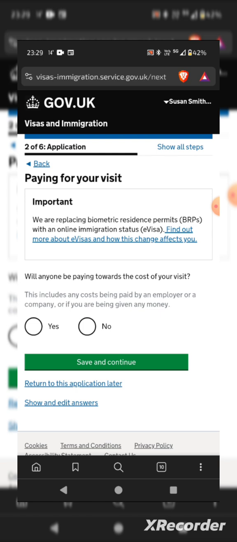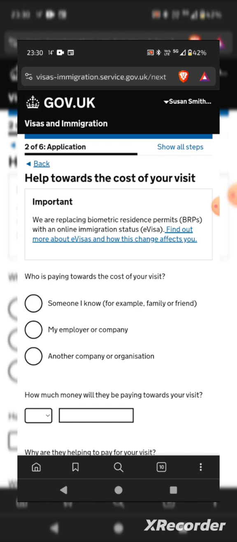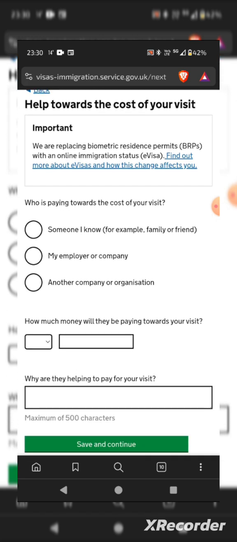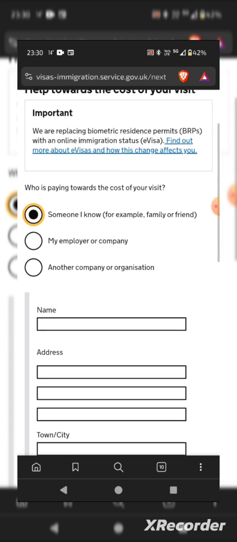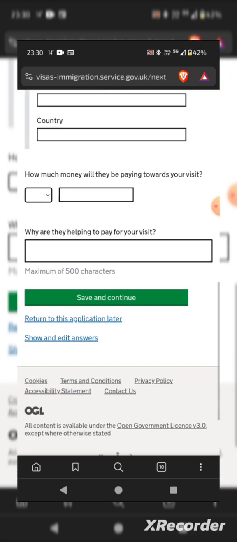This is where you need to make mention of your sponsor. If someone is sponsoring you, take yes. If no one is sponsoring you, take no. Who is paying towards the cost of your visit? Is it someone I know, for example a family member, or an employer, company? Most people, it is someone I know. Fill in their details here.